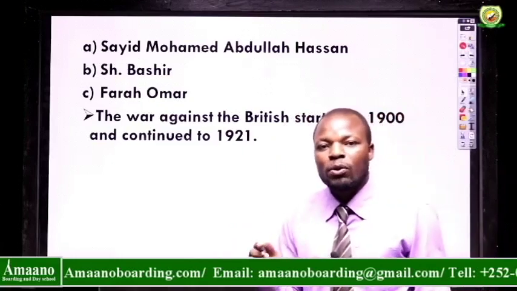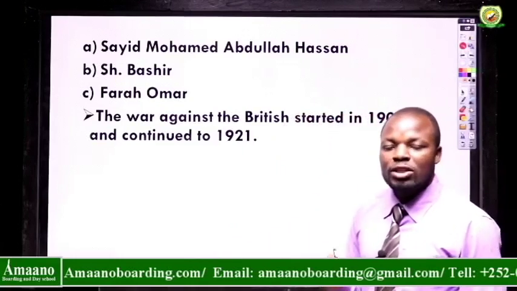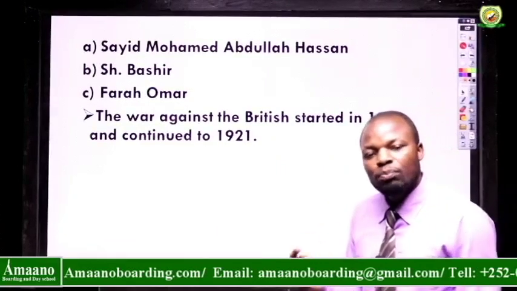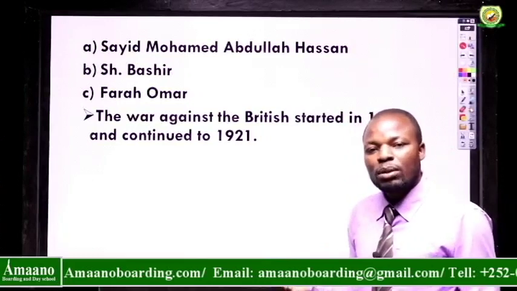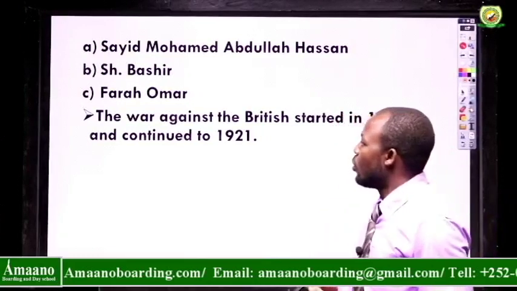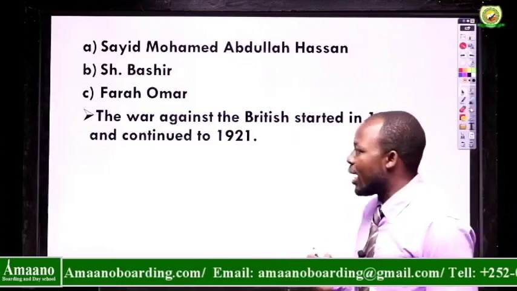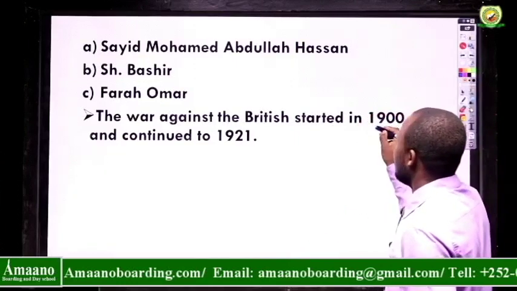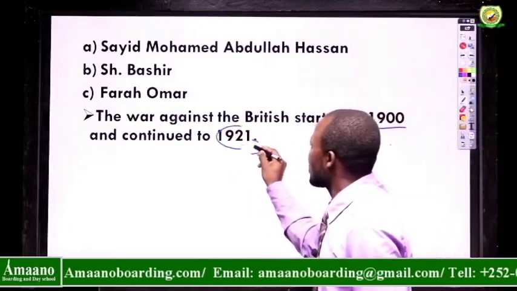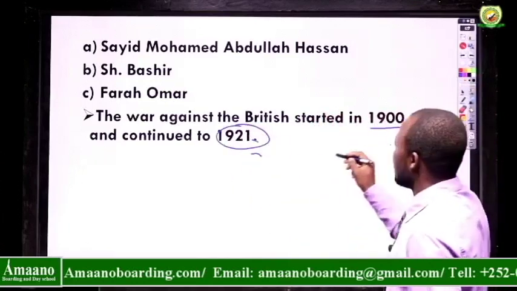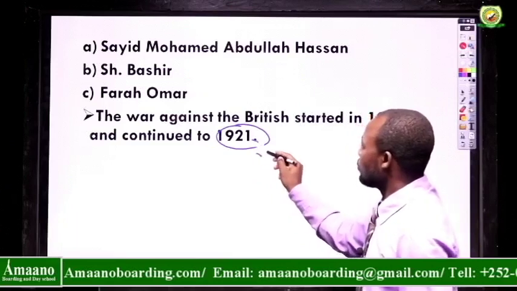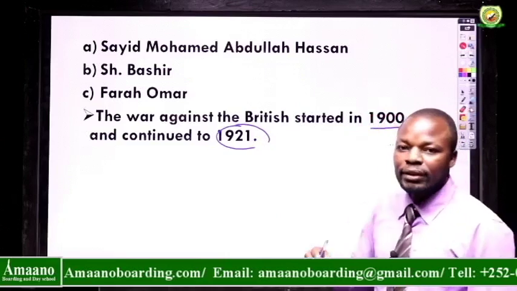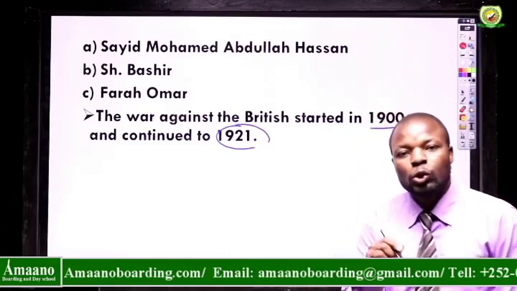They organized the people of Somaliland into a strong military. Now, the war against the British, how they began fighting the British from the bushes, from the forests, was in the year 1900 throughout the year 1921. So these 2 years are very important. This is when they waged that war. So it is very important for you to know that in the year 1900 to 1921, this is when this war took place.